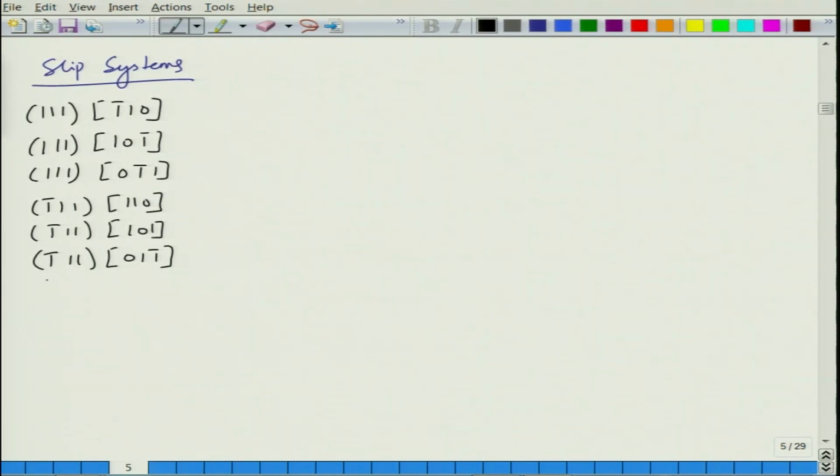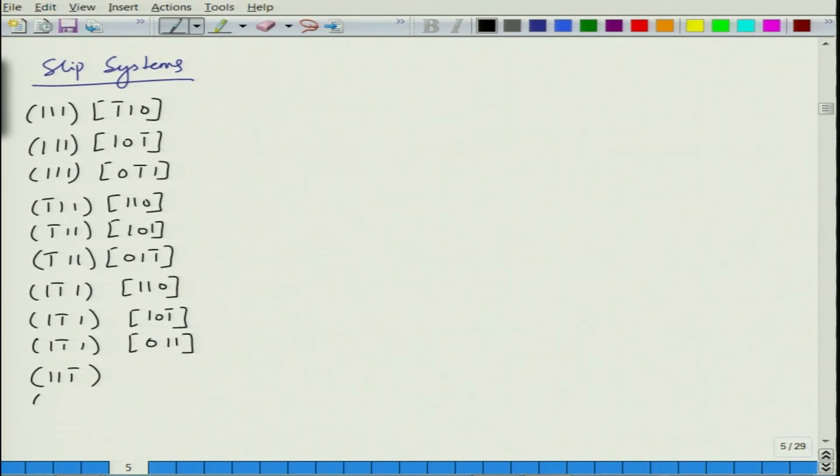Okay. And then we have another direction, making sure that for these slip systems you can see the dot product will be equal to 0. Then we have the third group of planes and directions, that is (1 bar 1 1) with [110], then (1 bar 1 1) with [10 bar 1], then (1 bar 1 1) with [011], then the fourth plane (1 1 bar 1), and the three corresponding directions will be [1 bar 1 0], [101] and [011]. So, these are the slip systems.